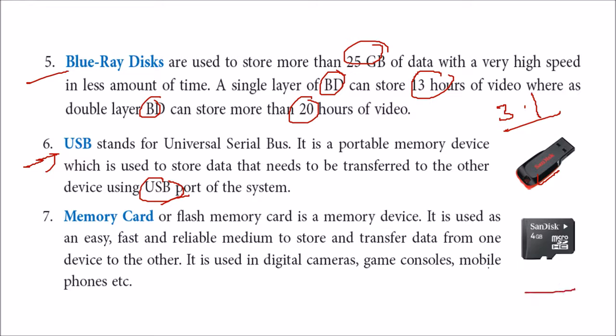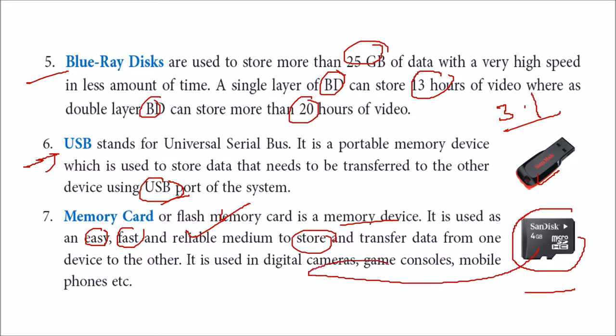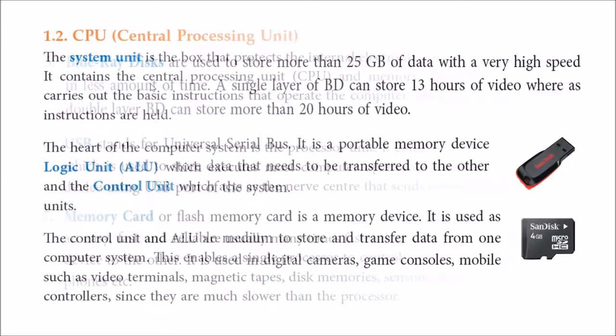Then we have the memory card. If you have a mobile, you will find this card. These are memory cards or flash memory cards. These are also memory devices, and they are now the easiest, fastest and most reliable medium to store and transfer data from one device to another. They are used in digital cameras, game consoles and mobile phones.